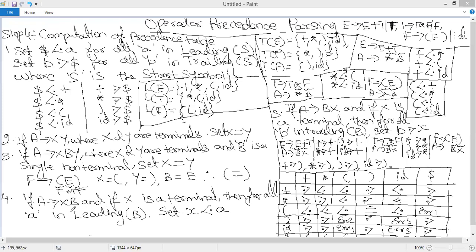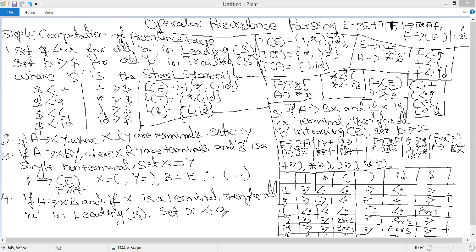So what are all the production rules present according to this format? You see here, E tends to E plus T. In this production rule, you leave this E, and you see here plus is X and the non-terminal T is B. So what is leading of B? Here leading of B is leading of T. So what is leading of T? Star, open parenthesis and ID. Okay, star, open parenthesis and ID should be on the right hand side.